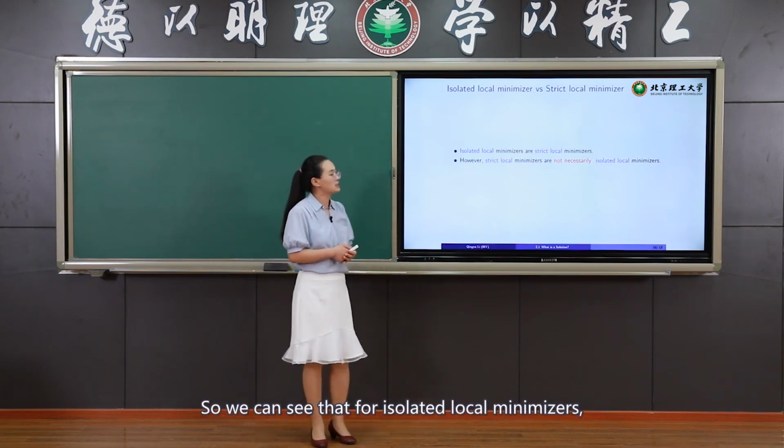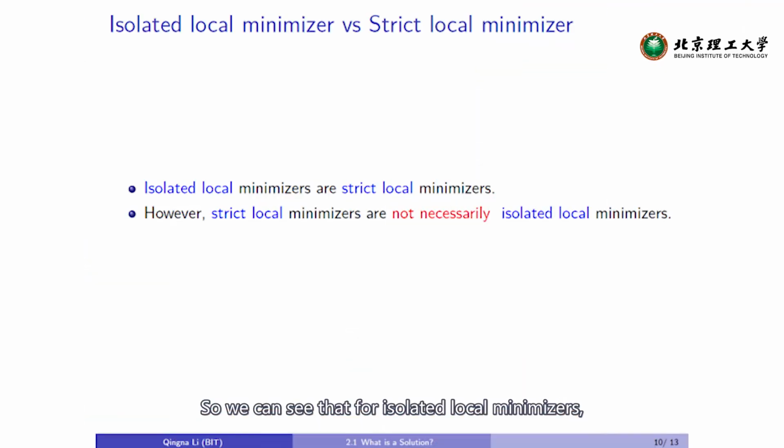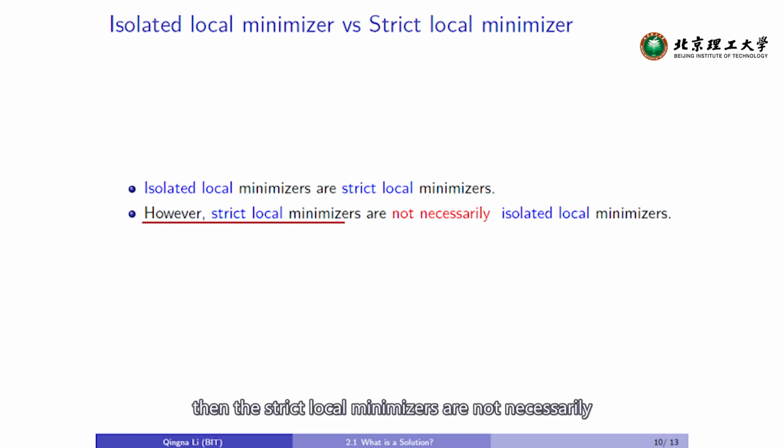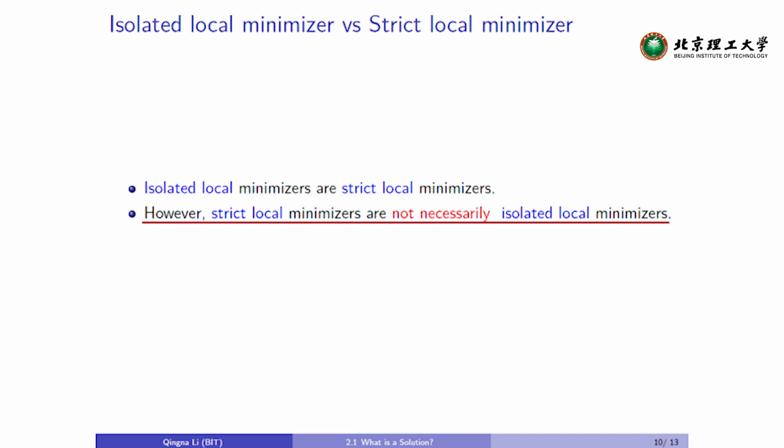We can see that isolated local minimizers must be strict local minimizers, all right? Because from the definition, the isolated local minimizer is the only minimizer within its neighborhood. So there is no other minimizer, so it must be a strict local minimizer. However, if we go in the other direction, then strict local minimizers are not necessarily isolated local minimizers.